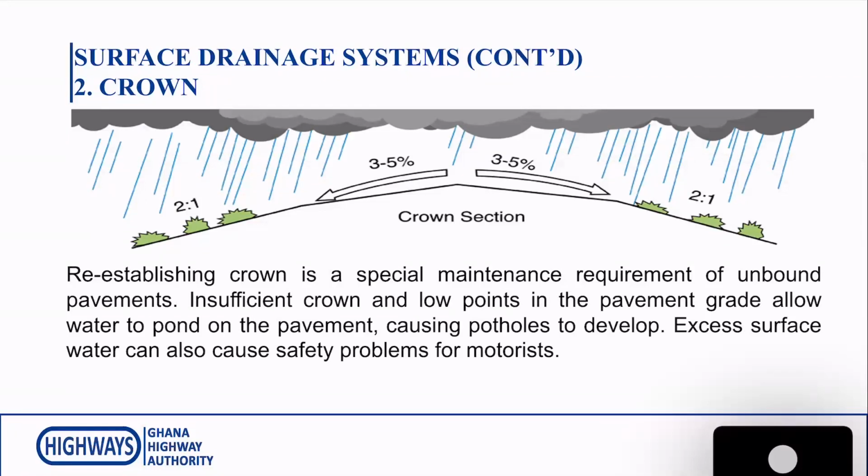The crown is also very important. Normally, the crown is discussed when you are talking about gravel roads or unpaved roads. It is a maintenance requirement to always maintain the crown, because when you don't maintain the crown and water falls on the road or it rains, the water may not be shed off quickly. It may stay on the road, and that will lead to potholes and soft spots. We also get safety problems because the water stays on the road and may cause problems for motorists. So it's very important to always maintain the crown of the gravel roads.